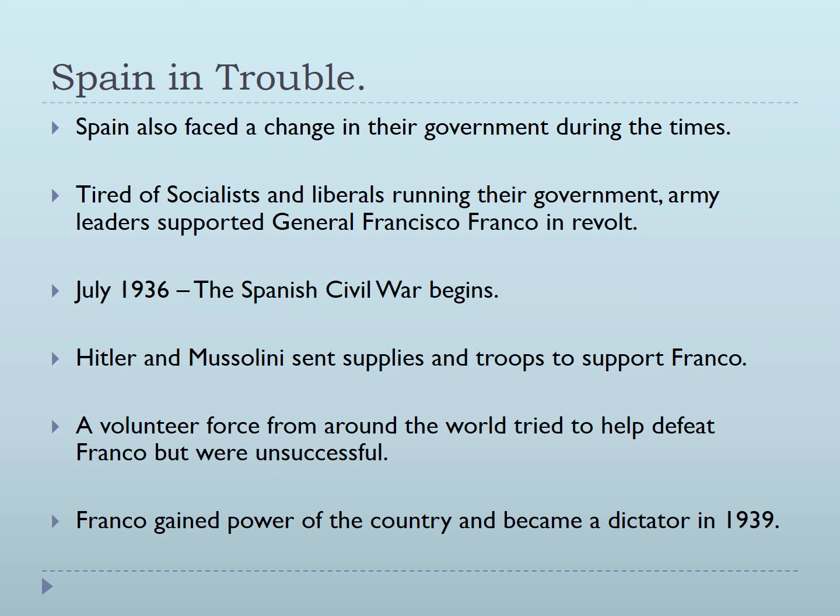Okay, now what happens here is other world nations are going to become involved in this conflict. Hitler and Mussolini themselves sent supplies and troops to support Franco. Great Britain, France, and even the United States, they really don't take a stand in support of the people fighting back against Franco. There are volunteers that go over to Spain to help, like I said, these nationalist forces fight back against Francisco Franco, but they're unsuccessful at it. And Franco is going to gain power of the country, and he's going to become a dictator in 1939. So again, another rise of dictators comes to power.